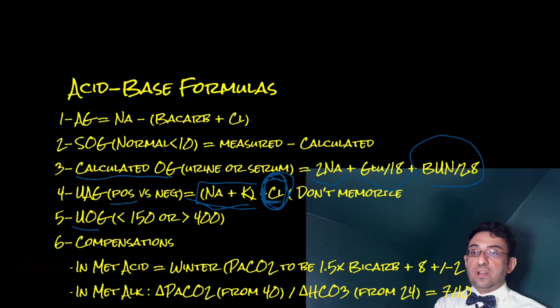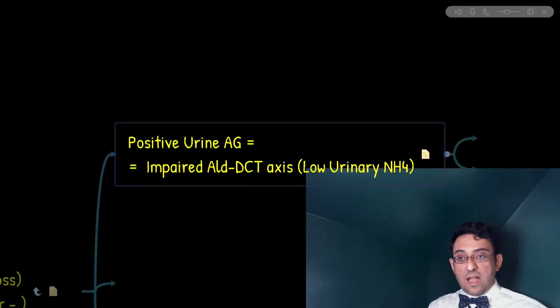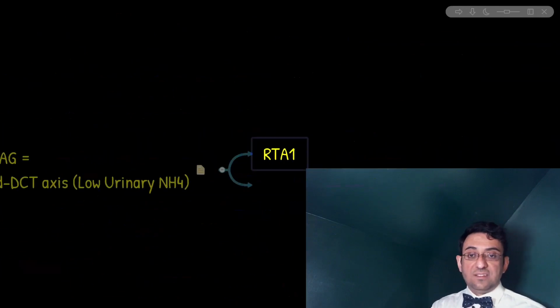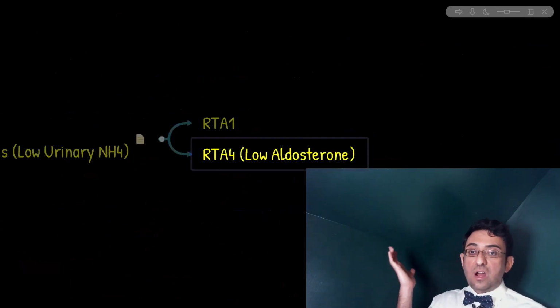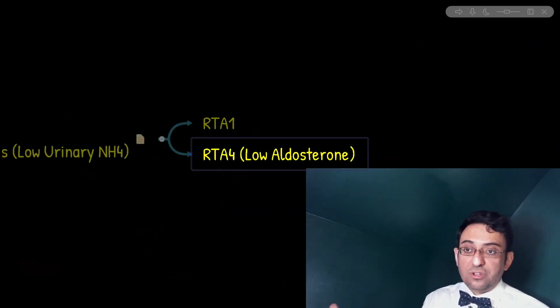Let's simplify the differential diagnosis of non-anion-gap metabolic acidosis. We either have positive urine anion gap, or low urinary NH4, or decreased urinary osmolar gap to values less than 150. That indicates impaired aldosterone distal tubule axis, and it is seen in RTA1. Logically, that's the distal nephron. Or RTA4. Logically, that also deals with distal nephron through aldosterone deficiency.